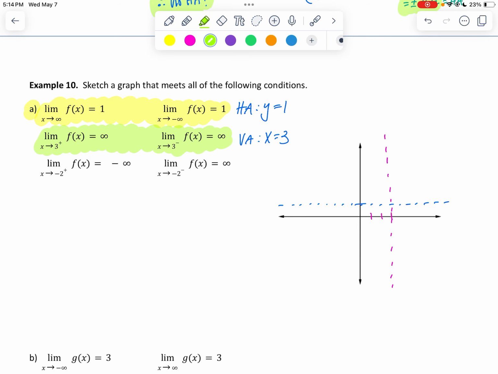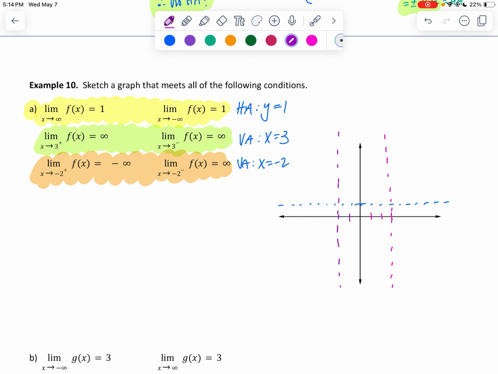And I'm going to do the same exact thing for this one right here. Very similar to the one above. I know that this one is also a vertical asymptote at x is equal to negative 2. And I'm going to go ahead and graph that. Okay, so we have our asymptotes.